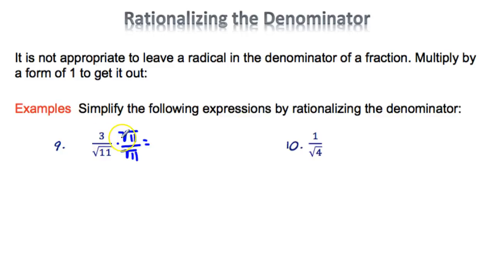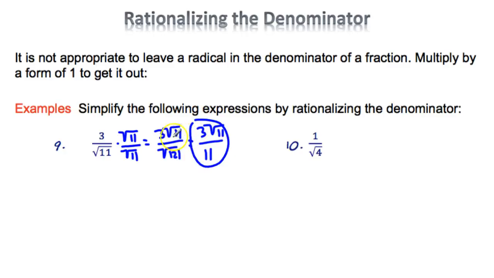The top, 3 times square root 11 is 3 square root 11. And the bottom, square root 11 times square root 11, well, that's square root 121. And if I simplify it, the top stays like that. And the bottom is a perfect square. The square root of 121, that's 11. You can always check and see, can I simplify the coefficient on the top and the number on the bottom? In this case, you can't. So that is your answer.